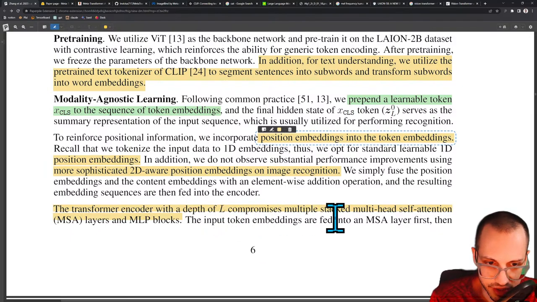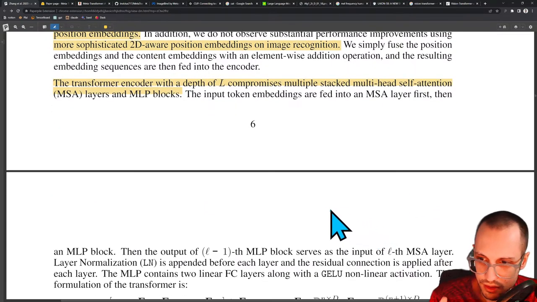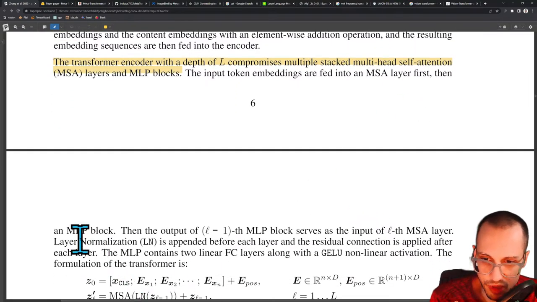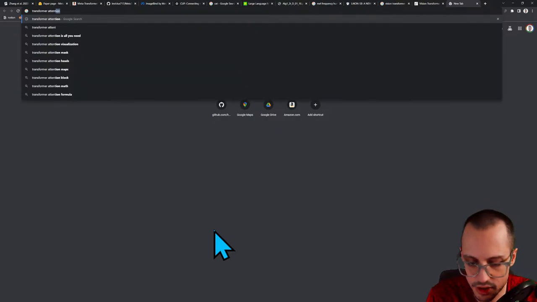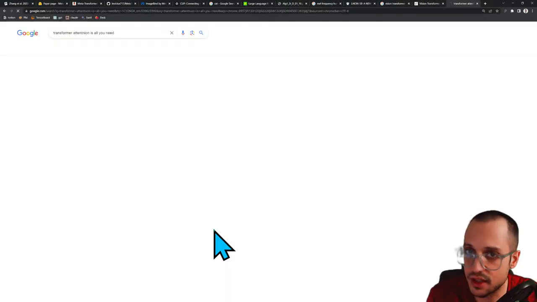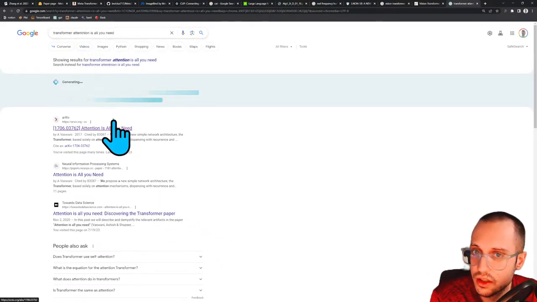The input token embeddings are fed into a MSA layer first. What is this MSA? And then an MLP block. The output of the L-1th MLP block serves as the input of the Lth MSA layer. Layer normalization is applied before each layer, and the residual connection is applied after each layer. So that's pretty much "attention is all you need." That's standard, I'm pretty sure.